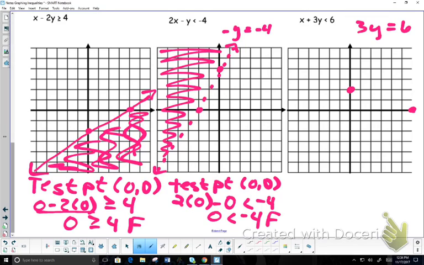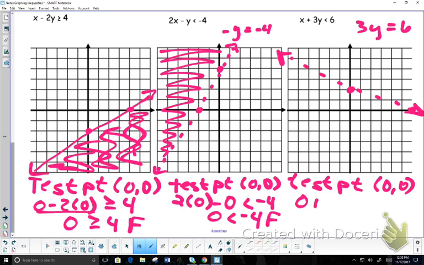Solid or dashed? Dashed. Solid. Once again, let's do a test point. What test point would you like to do? 0, 0. So we'll do the test point 0, 0, because it is the easiest, but it doesn't mean it's the only one. The only thing you can't do is use a test point that's actually on the line. Other than that, you're good to go.